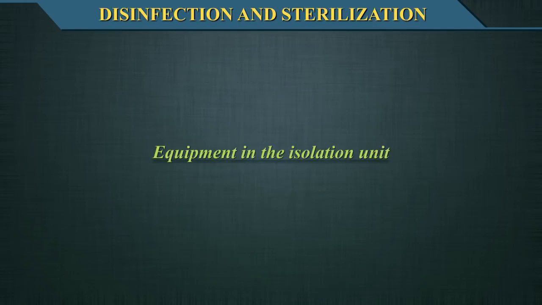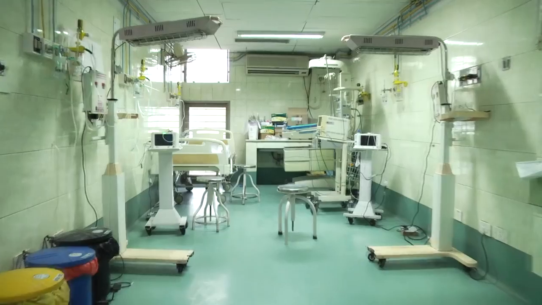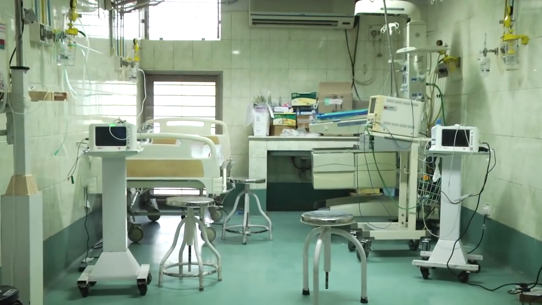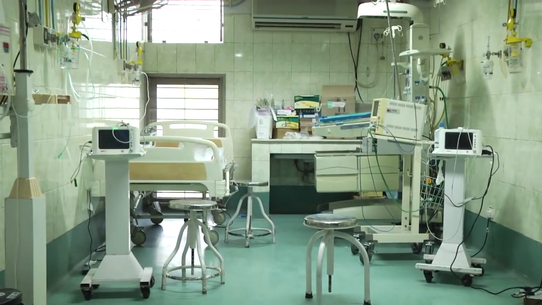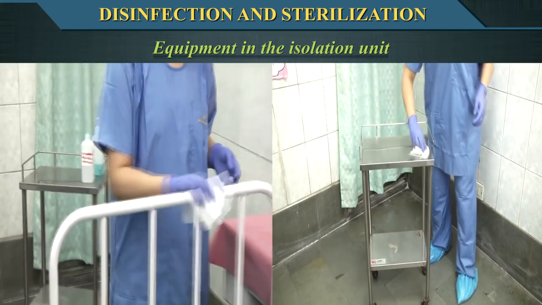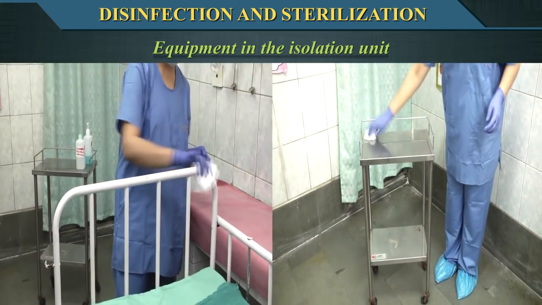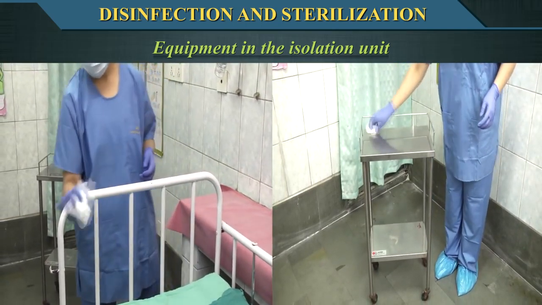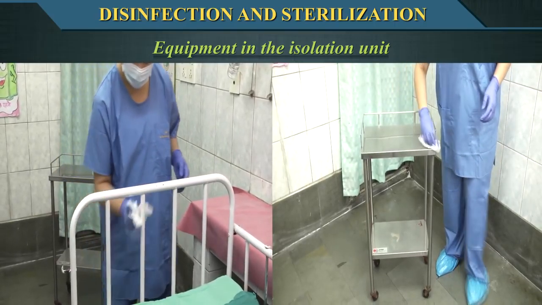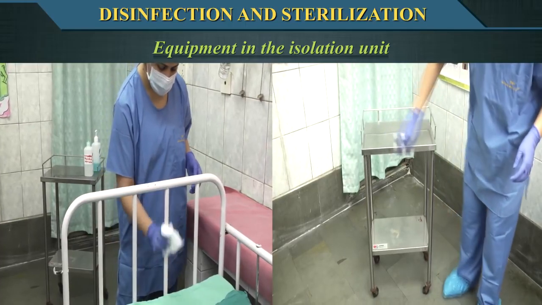Equipment in the isolation unit. Equipment: furniture, bed, bedstand, couch, frames, table, IV stand, wheelchair, etc. Standard procedure: clean with detergent and water and dry. Wipe with disinfectant such as 70% alcohol or 1% sodium hypochlorite and dry after cleaning. Keep environment clean.